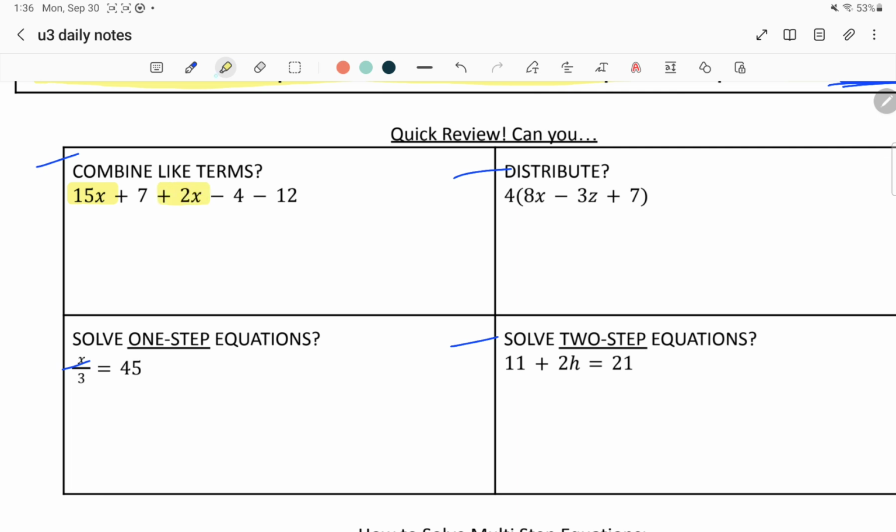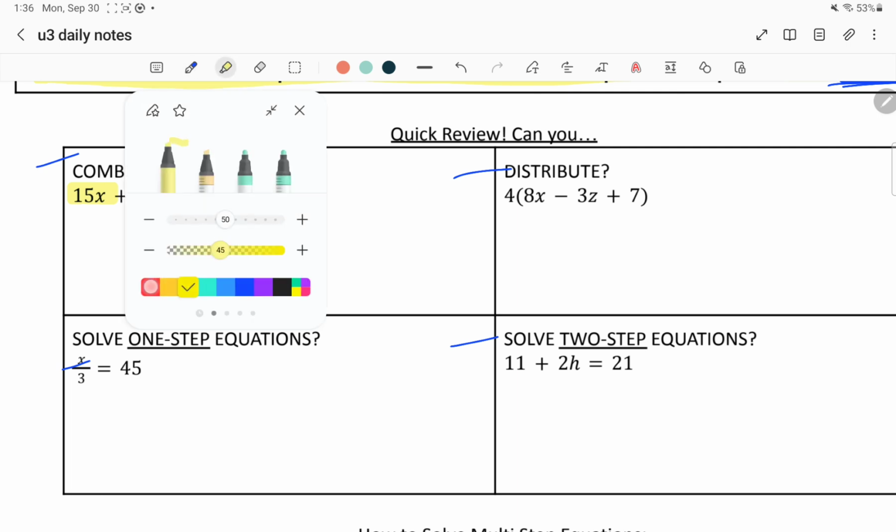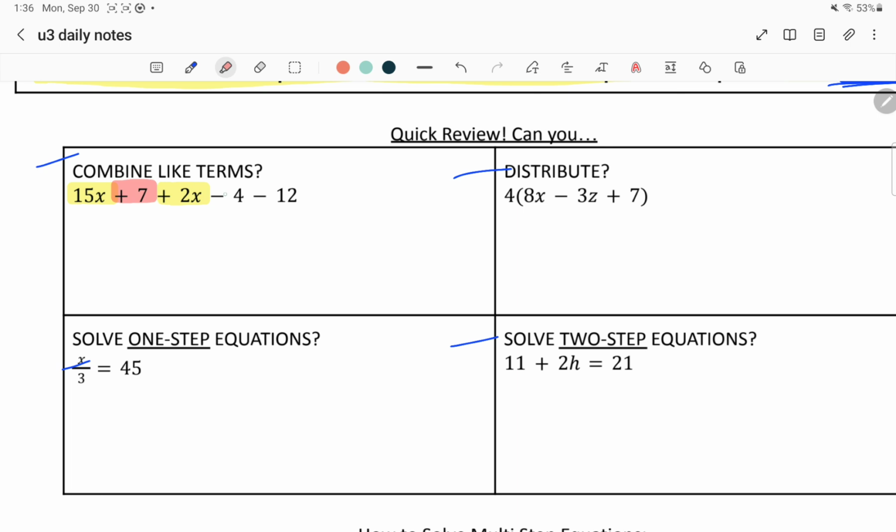We need to make sure that we have it down that like things go together. So notice all of my yellow highlighted have an X, while my red highlighted do not have an X. So the yellow go together and the red go together. But I cannot squish it any further from that point. Okay? This is as simplified as I can go because I don't know what X is yet. So I can't combine them. Next is distributing.